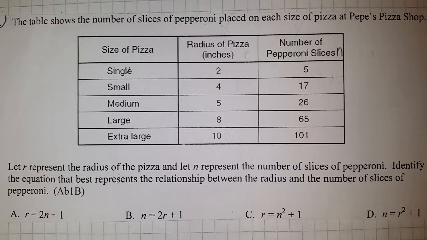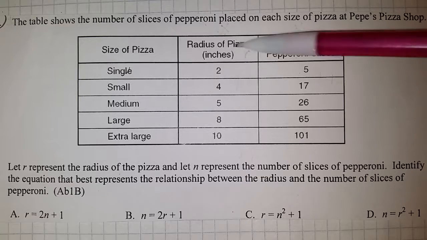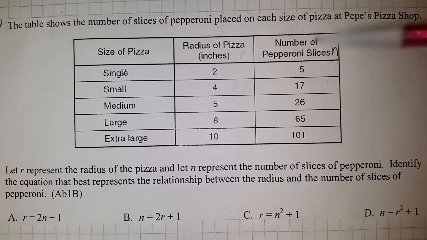It says the table shows the number of slices of pepperoni placed on each size of pizza at Pepe's Pizza Shop. And it says also let r represent the radius of the pizza and let n represent the number of slices of pepperoni. Identify the equation that best represents the relationship between the radius and the number of slices of pepperoni. So basically all that is asking is to set up an equation, but they're already giving us conveniently 4 different answer choices. But before I start eliminating answer choices, I need to look at what the relationship is between the radius of pizza and the number of slices.